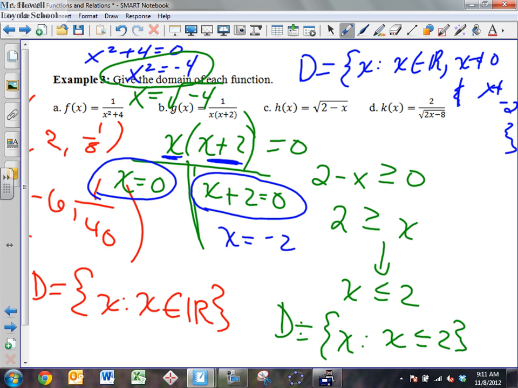Any number. 3. Give me another number. 12. Give me a decimal number. 2.00. Good. I like that. 2.001. It is not in the domain because it's got to be less than or equal to 2.